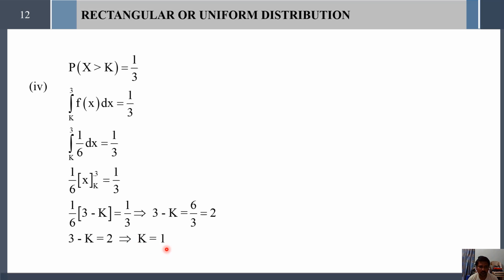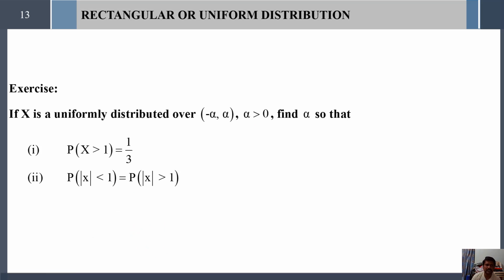We are asked to find out what is the value of k. We have found k equal to 1 here. That's a very easy problem. Next, this is one exercise, but anyhow, I'm going to explain this problem also. But you have to practice all problems given in this session.